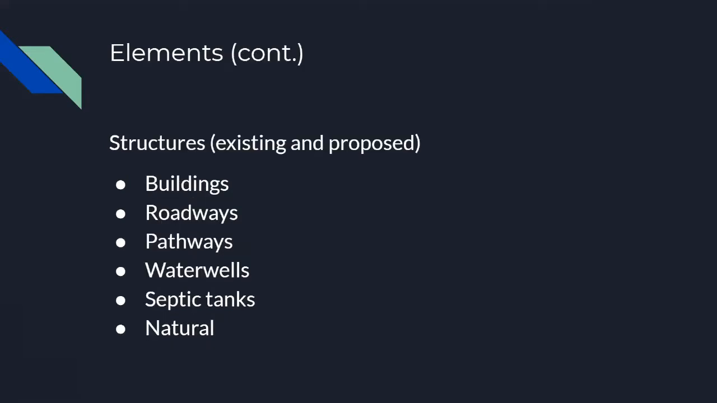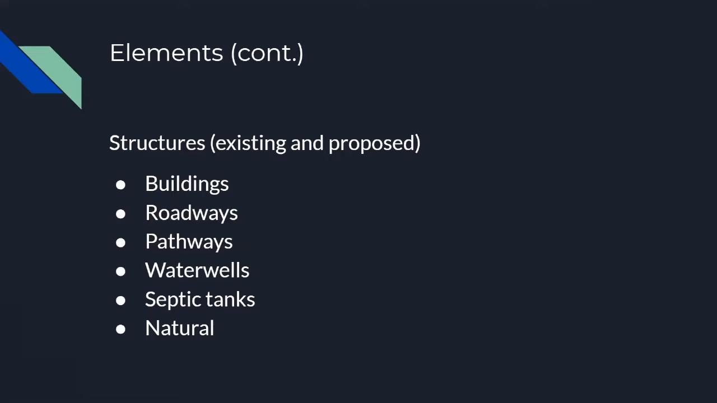So now here are some more elements. These are structural elements. These can be anything like a building, and these can be existing or proposed. So these can be buildings, anything that's built by man would go on here. Roadways, pathways, all that can show where things may go.